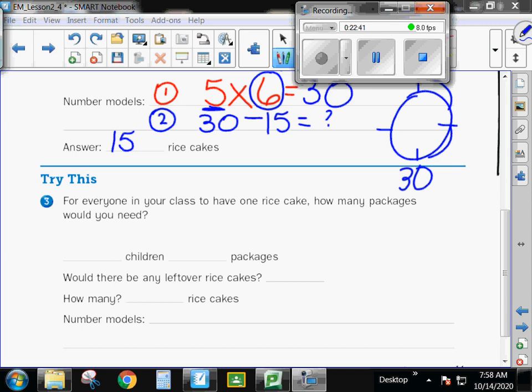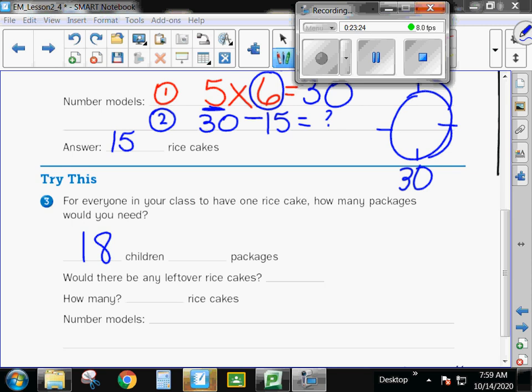All right, and now the try this problem. It says for everyone in your class to have one rice cake, how many packages would you need? So you got to think about how many kids we have in our class. Now, depending on what year you're watching this video, there's going to be different amounts of children, but I'm going to go ahead and use how many kids I have this year, which is a low number, and we have 18 children in our class. So now, how many packages of rice cakes would I need so that I could give one to all the kids? Pause this, and I want you to think about how you would figure out this problem.